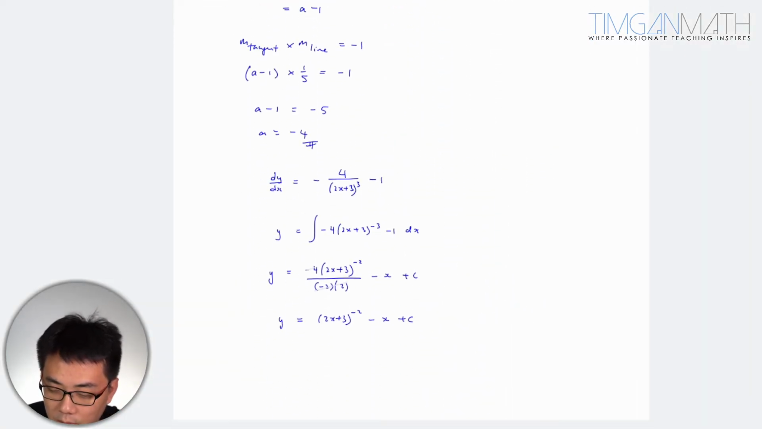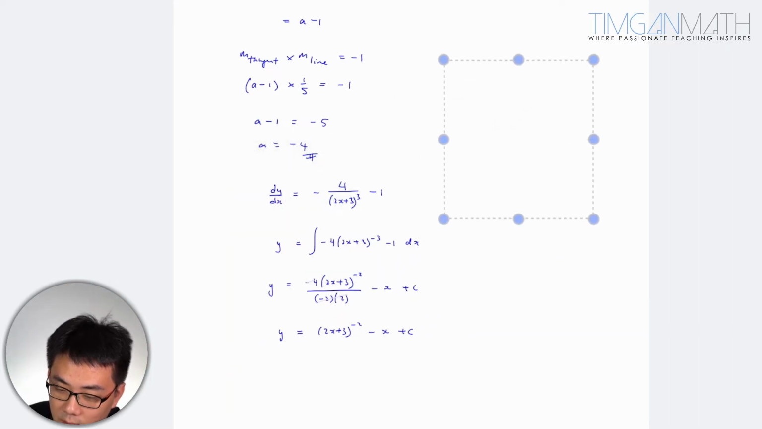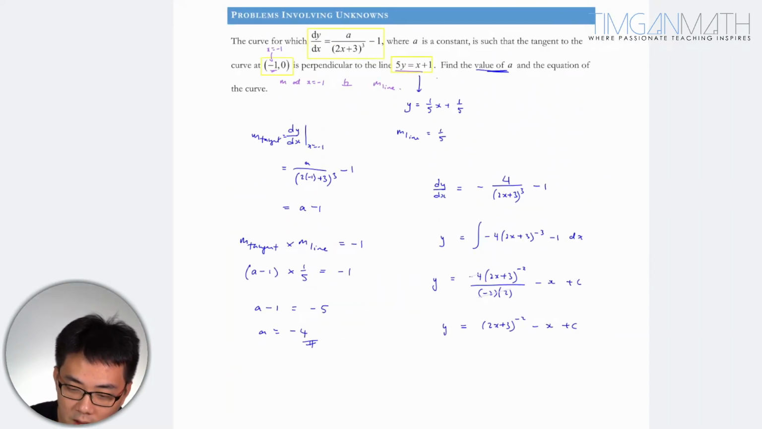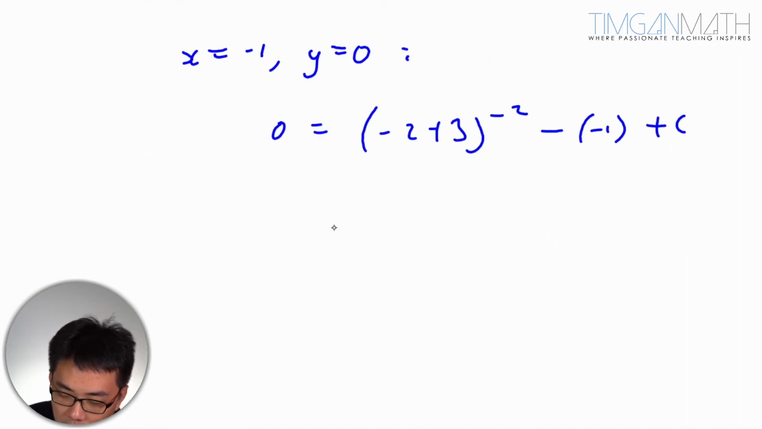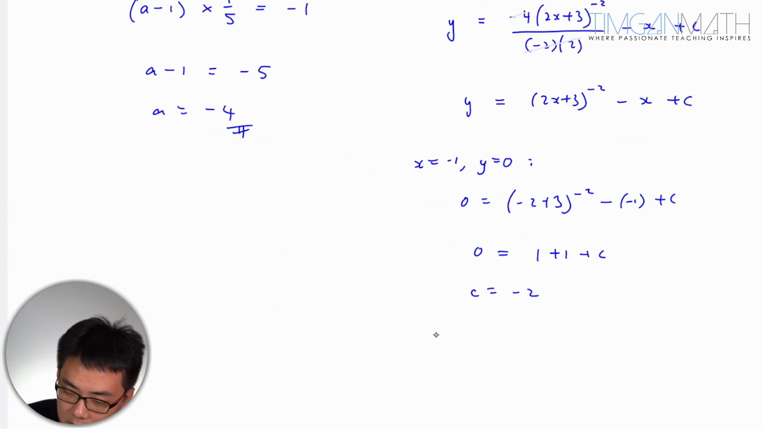Great. Now what do we do next? We will just replace the value that we know to solve for our c. So when x is -1, y is 0. That will be 0 equals (2 times -1 plus 3) to the power -2, minus -1, plus c. That will be 1 plus 1 plus c, equals 0. So c equals -2. Hence, y equals (2x plus 3) to the power -2, minus x, minus 2.